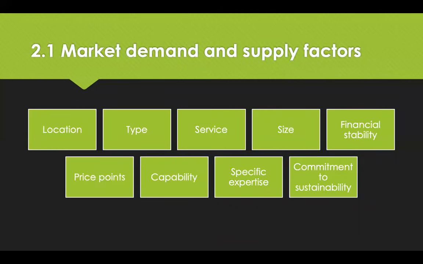Now, it's important in strategic sourcing to recognise how a change in demand and supply factors can affect an organisation, but also its suppliers and its customers. The supply market can be broken down into smaller groups based on the location, the type, service and size, financial stability, the price points they're at, capabilities, specific expertise, and their commitment to sustainability. And a buyer's approach to the market will be determined by understanding whether or not the supplier has capacity and capability in the market to supply the goods and services.